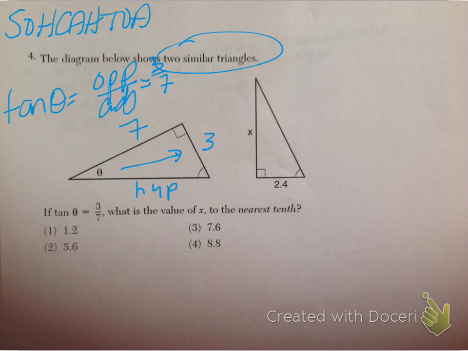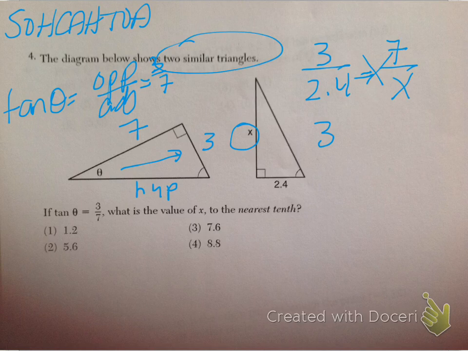And so now we need to use that to find out what x is over here. So you can see that the 3 corresponds to the 2.4, and the 7 corresponds to the x. So we're just going to cross multiply. We get 3x equals 16.8. And divide both sides by 3.